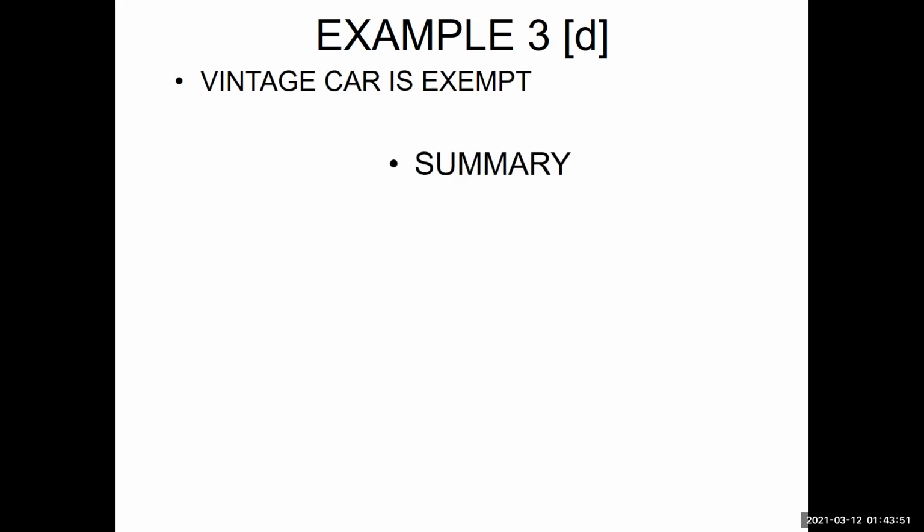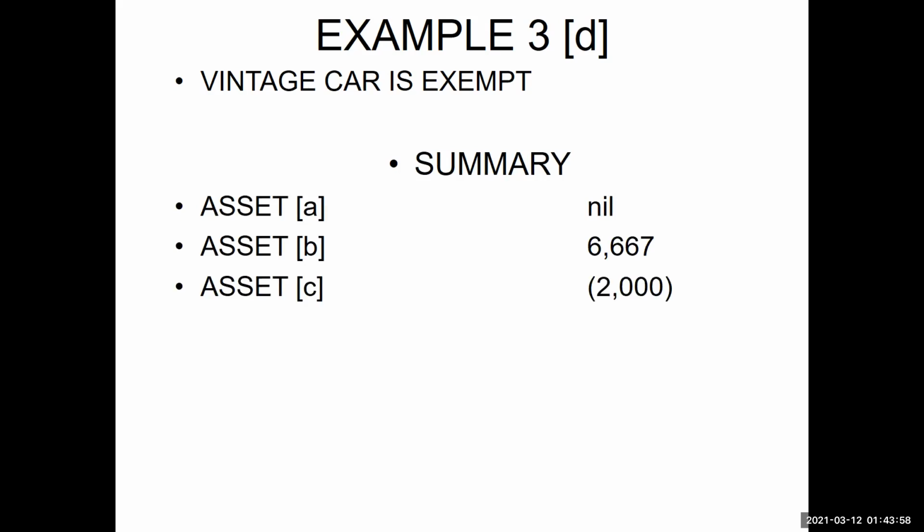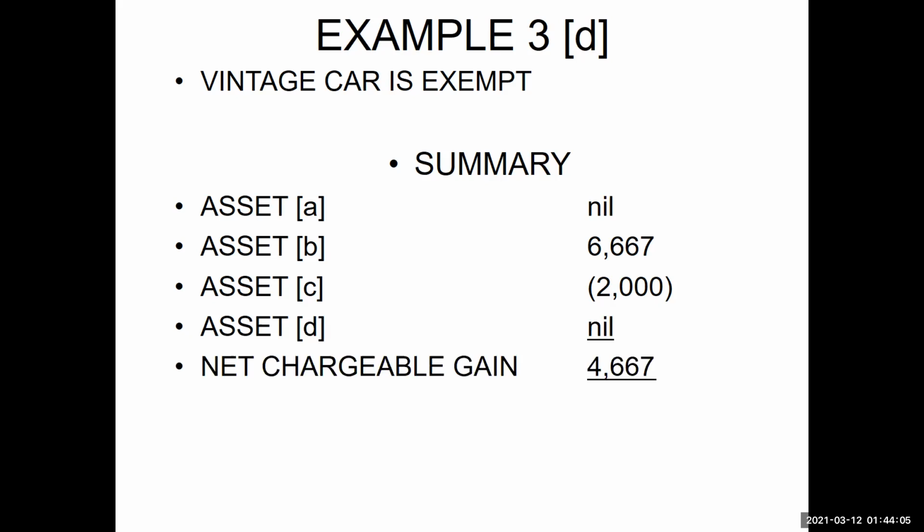So let's summarize our findings. Asset A is nil. B is 6,667. We took the lower of the two gains. And C, though we made a 5,000 loss, we are restricted to only 2,000. Now, D is nil. So the net chargeable gain will be 4,667, taking out the 2,000 loss from the gain of 6,667. So this is what we charge to our corporate accounts, on which we pay our corporation tax. All right. Easy.